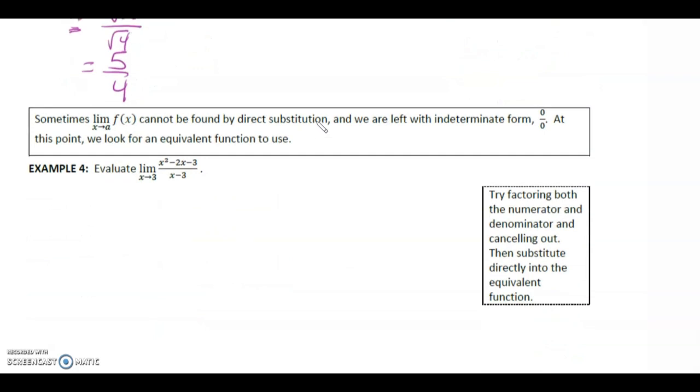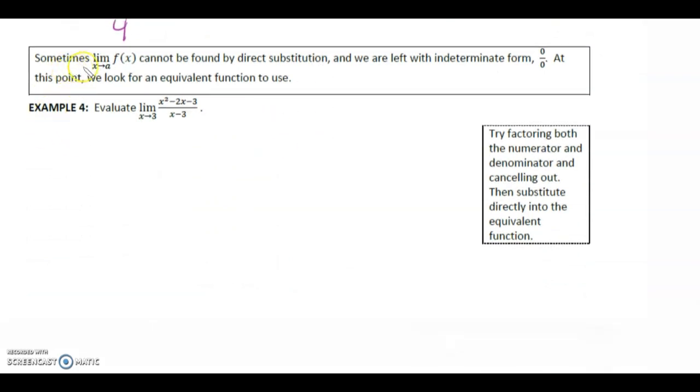Sometimes the limit of f of x as x approaches a cannot be found by direct substitution, and we're left with the indeterminate form 0 over 0. Obviously, this would come from a rational function, right? For 0 over 0, we'd have to have a denominator. And at this point, we look for an equivalent function to use. So, example 4, evaluate the limit as x approaches 3 of x squared minus 2x minus 3 over x minus 3.